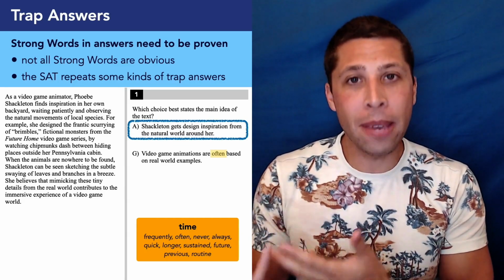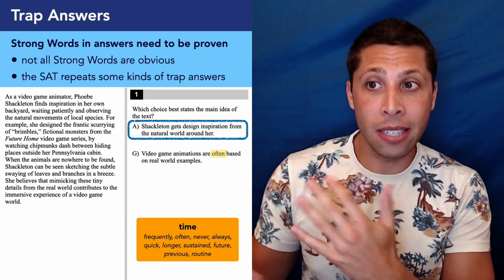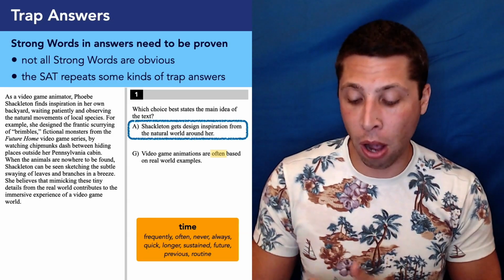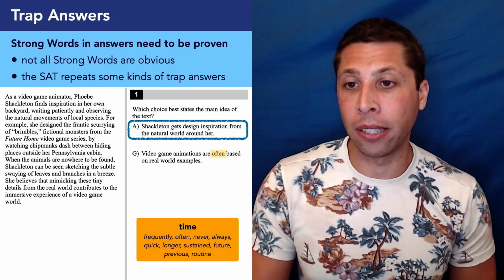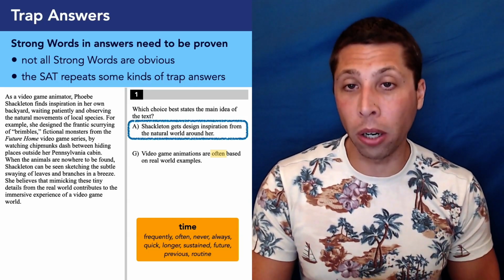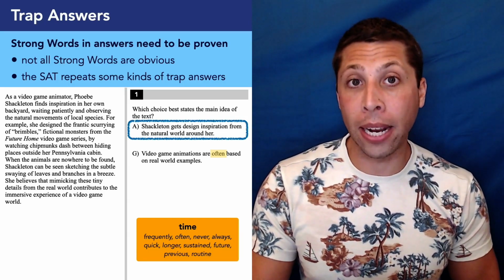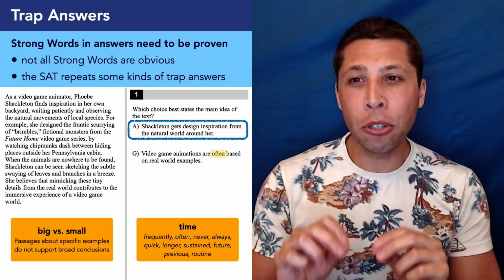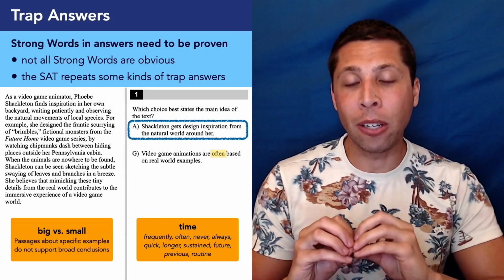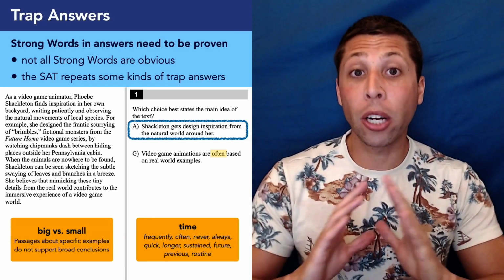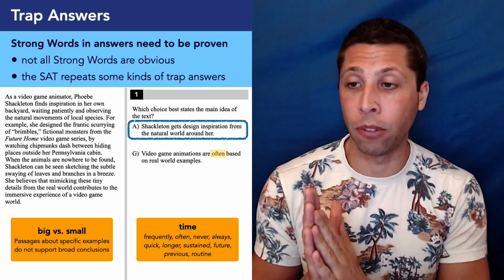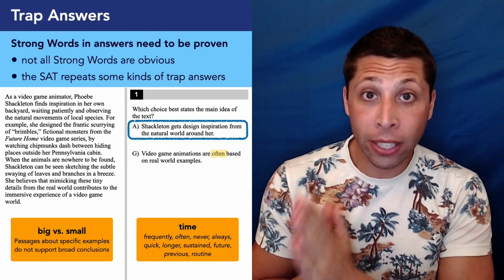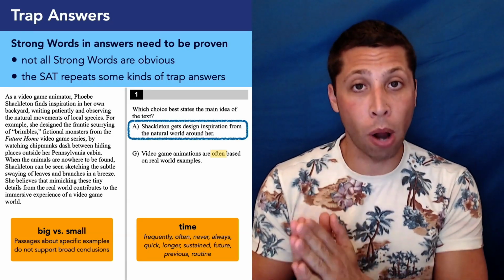So maybe this is something that's provable. It seems like they're implying that this happens often. But the bigger issue for me in this choice is less about the specific word and more about, again, the overall main idea of the choice. It seems to be talking in a way that goes beyond what the passage is saying. So this is what I call big versus small confusion. Passages about specific examples do not support broad conclusions.